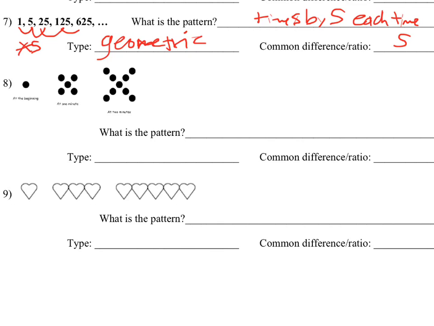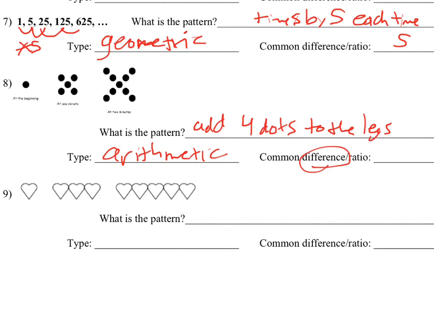Moving on to 8. Oh, we saw this one on the last assignment. You have a central point, and you add 4 dots around it, and you add 4 dots around that. So the pattern is add 4 dots to the leg. I'm going to call them legs. And since we're adding 4 every time, it's going to be arithmetic. And that common difference is just going to be, well, take how many is here, subtract how many is here. That difference is just going to be 4.